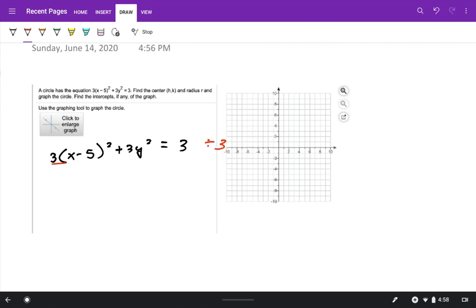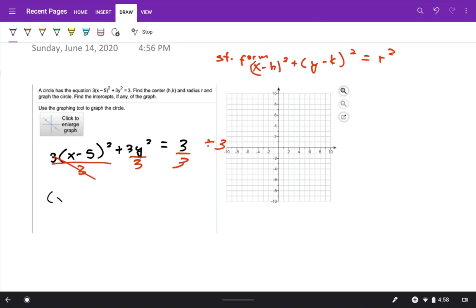Again, let's review, standard form is (x minus h) squared plus (y minus k) squared equals radius squared. Like you see, you don't have any coefficients in front of the parentheses. So I'm going to divide each by 3, and we will end up with (x minus 5) squared plus y squared equals 1. So this is standard form.